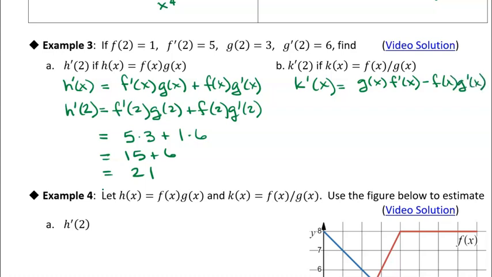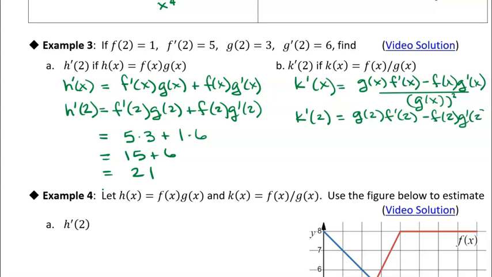Running out of room here. And all of that is over low squared. So g of x, that whole thing squared. All right. Now I just need k prime of 2, and I'm going to substitute 2 in for x. So g of 2 times f prime at 2 minus f at 2 times g prime at 2, all over g of 2 squared.